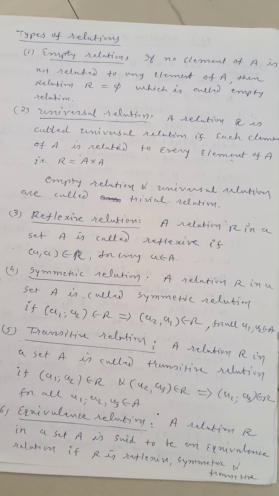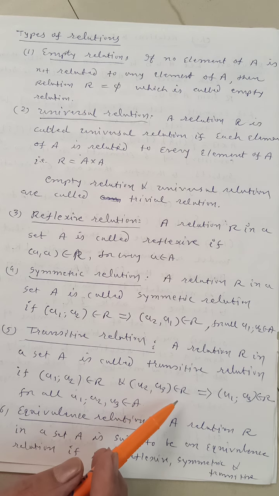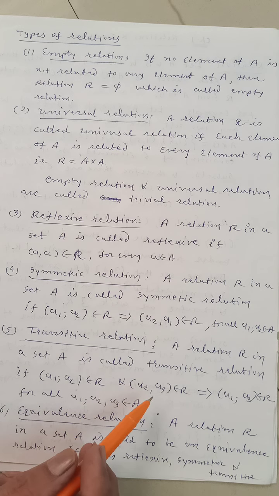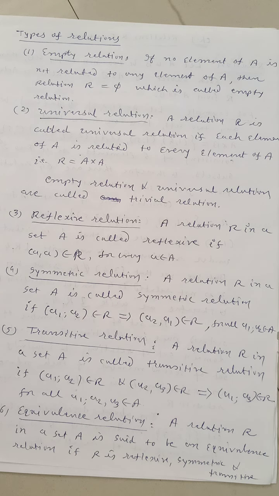So then after we have another relation, transitive relation. A relation R in a set A is called transitive relation when, if (a1, a2) belongs to R and (a2, a3) also belongs to R, it implies (a1, a3) belongs to R. Check here again: if (a1, a2) belongs to R, another pair (a2, a3) belongs to R, then (a1, a3) also belongs to R, then we call it transitive relation.